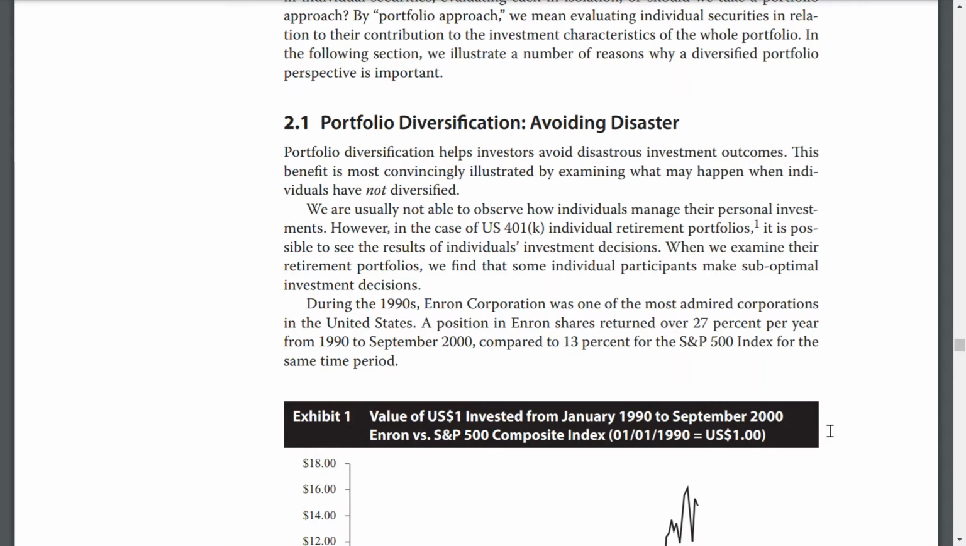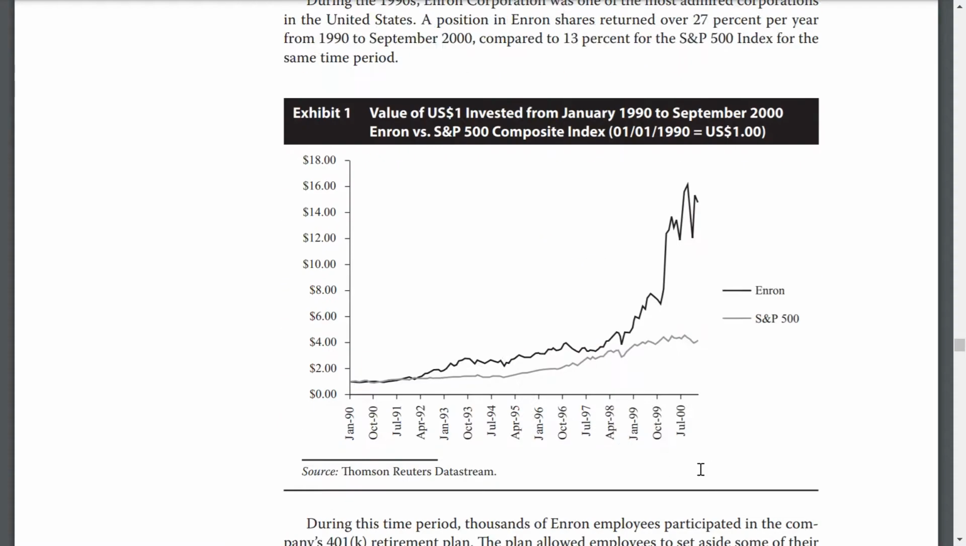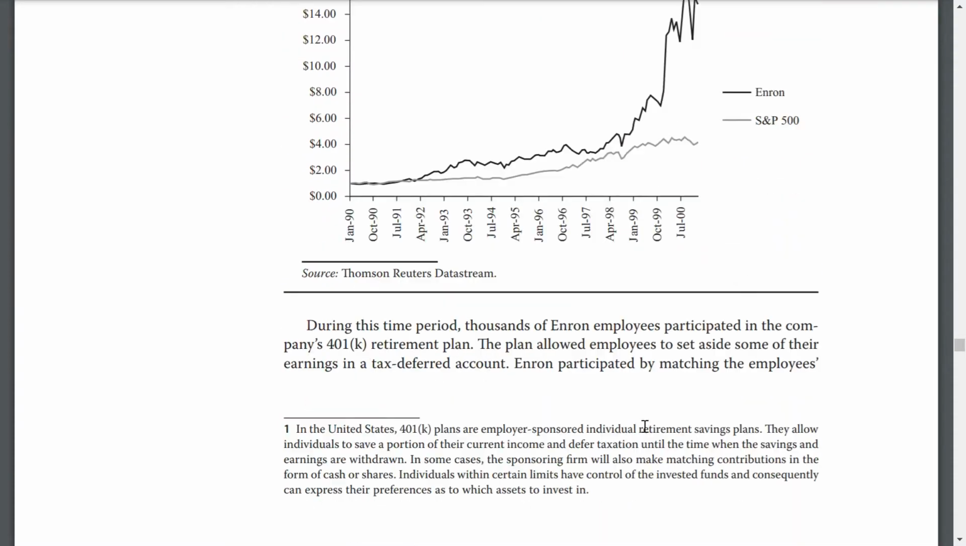During the 1990s, Enron Corporation was one of the most admired corporations in the U.S. The position in Enron shares returned over 27% per year from 1990 to September 2000, compared to 13% for the S&P 500 index in the same time period. Okay. Wow, that's a massive spike. What happened in 1999?